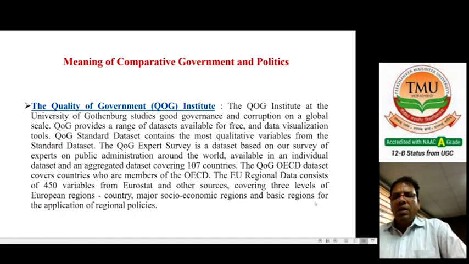The European Union regional data consists of 450 variables from Eurostat, another source covering three levels of European regions: country, major socio-economic regions, and basic regions for the application of regional policy. So these are the important institutions that provide different kinds of data for researchers in the field of comparative government and politics.